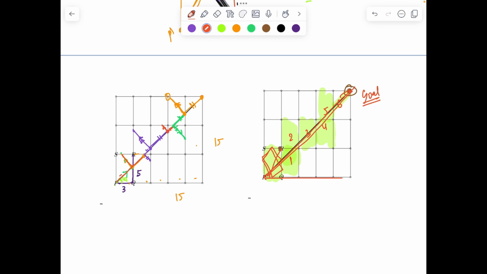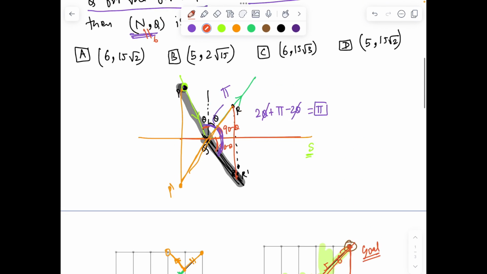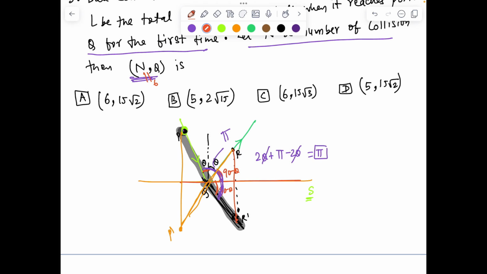And this path length is simple to evaluate because this side is 15, it's 3 into 5, and 5 into 3 is 15 as well. So the total path length that we'll get is 15 root 2. Hence the answer for this beautiful problem is 6, 15 root 2.